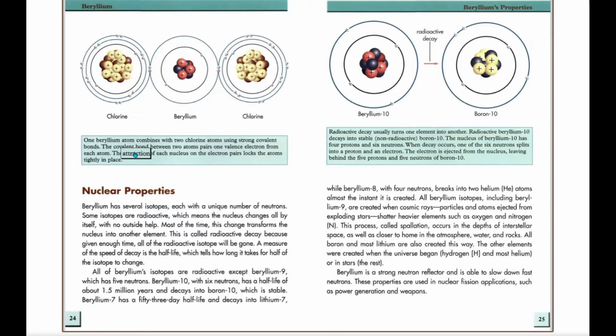One beryllium atom combines with 2 chlorine atoms using strong covalent bonds. The covalent bond between 2 atoms pairs 1 valence electron from each atom. The attraction of each nucleus on the electron pairs locks the atoms tightly in place. While beryllium-8 with 4 neutrons breaks into 2 helium atoms almost instantly after it is created.